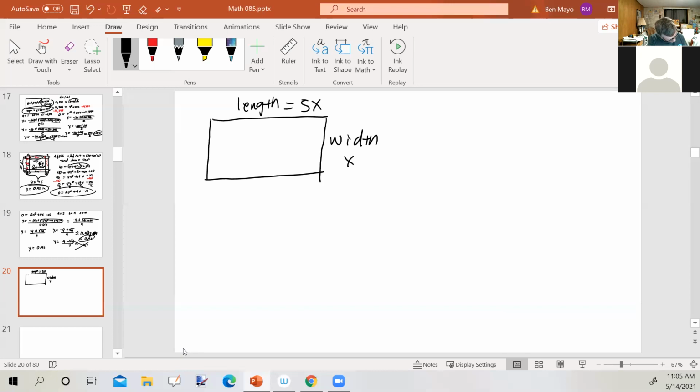Yeah. When measured in miles, its perimeter, so the perimeter would be the distance all the way around it, exceeds its area by 4.75. Okay.